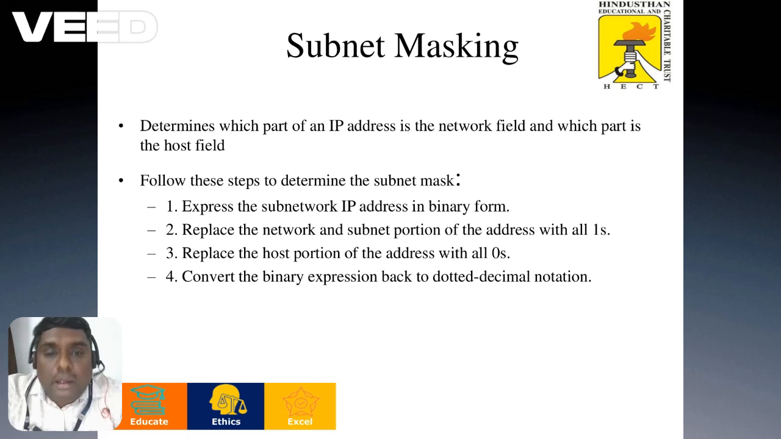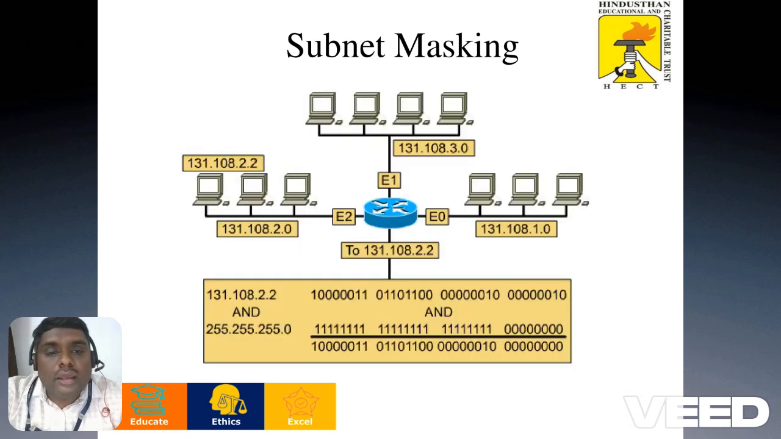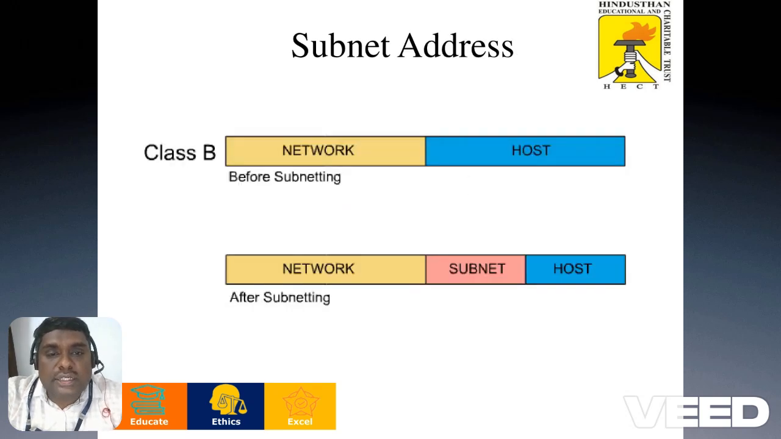With subnet masking, we determine which part of the IP address is the network field and which part is the host field. The subnet IP address in binary form has the network ID in ones and the host ID in zeros. For a Class B network, it will be represented like this. This is a sample of IP addressing. It will be identified by the router, and based on that, it will perform the operations. This is a subnet address.